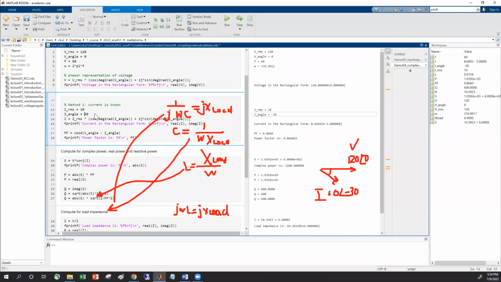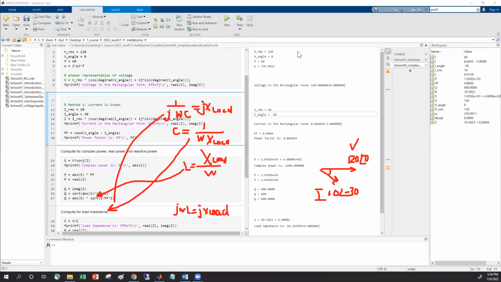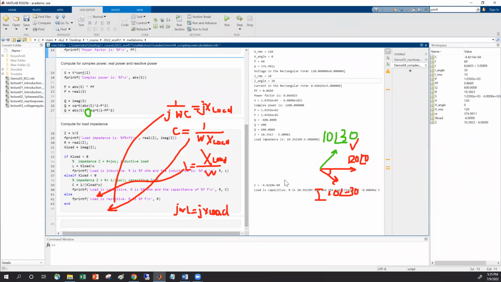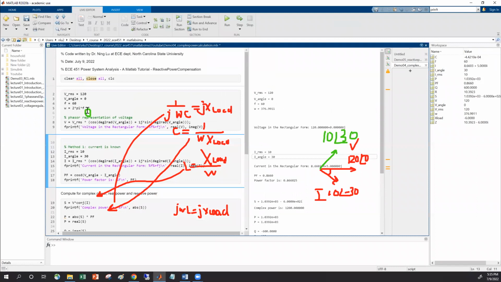So if the current is leading, say the current is leading by 30 degrees, then that will be 10, and then I have 30 degrees. So this is a plus 30, okay? If that's the case, what will happen? When I run the whole thing again, you can see that the load is capacitive, and then R is this value, and then the capacitance is simply this C, right?